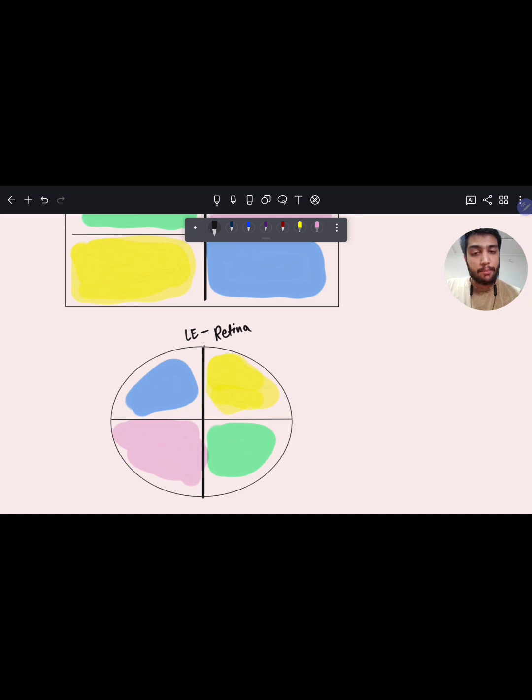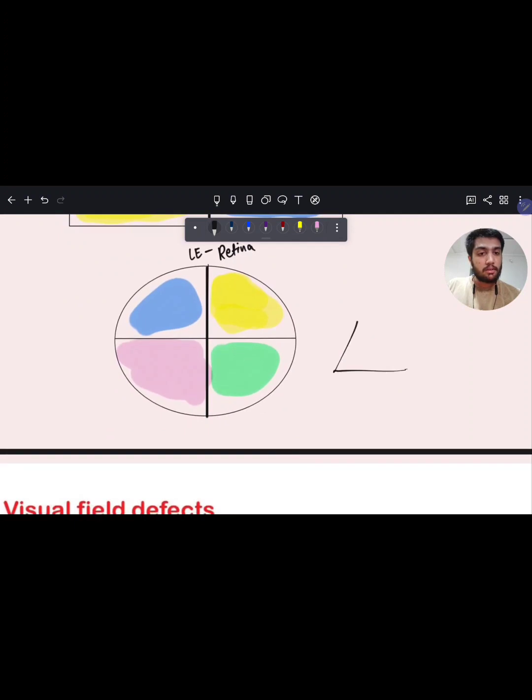As we have taken the example of left eye, we are gonna have the nose over here. This is gonna be our nose, and the half part which is nearer to the nose, we are gonna term it as nasal, and the other half which is towards the temporal side, we are gonna term it as temporal.